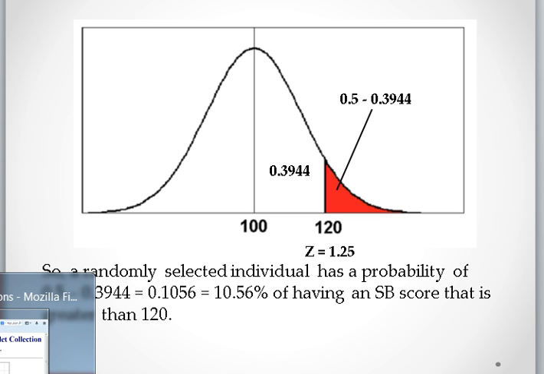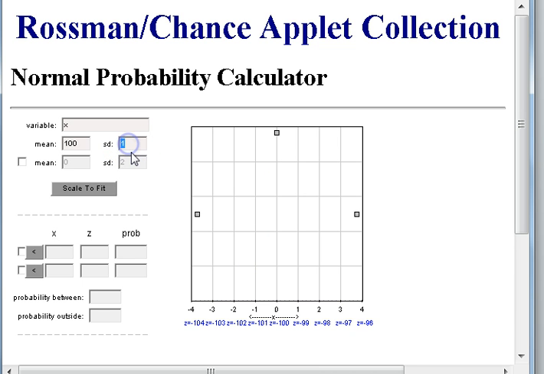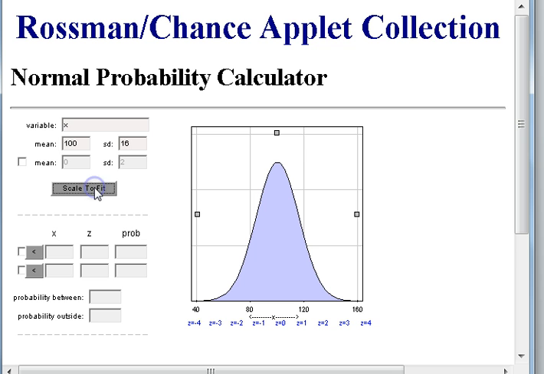We could also find this answer using the Rossman-Chance applet. When I open the Rossman-Chance applet, the default mean is 0 and the standard deviation is 1. So what we need to do is set up the mean and the standard deviation to correspond to the situation. The mean is 100, the standard deviation is 16. Click Scale to Fit, and it constructs a curve which has a mean of 100 and standard deviation of 16.